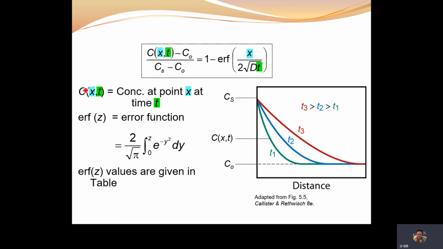Cx is the concentration at a specific point x at time t, C0 is the pre-existing concentration, Cs is the surface concentration, and erf is the error function, which is a statistical function. The error function values are given in a table. We can check the table and use interpolation to find the value of z.